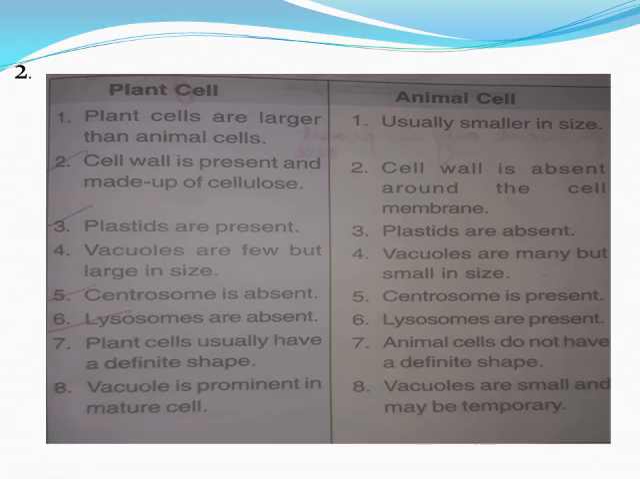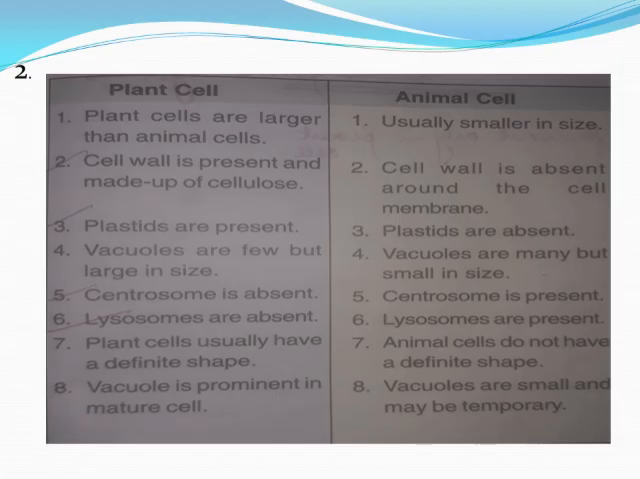Now, the third point is plastids are present. You know, plant cells can prepare their own food. That's why they are called autotrophs. Why? Because they can prepare their own food by the process of photosynthesis with the help of chlorophyll pigment. And in animal cells plastids are absent, because they take food from outside.